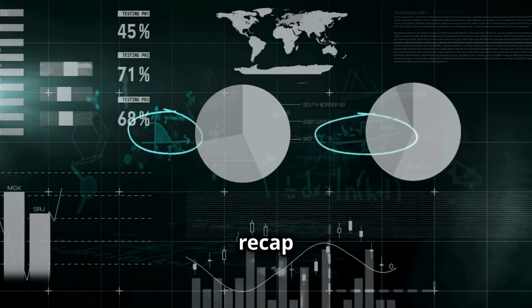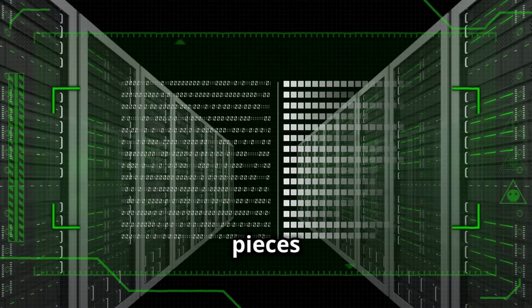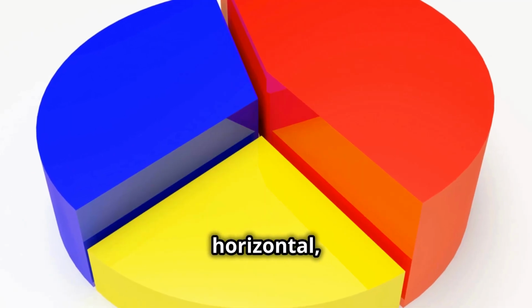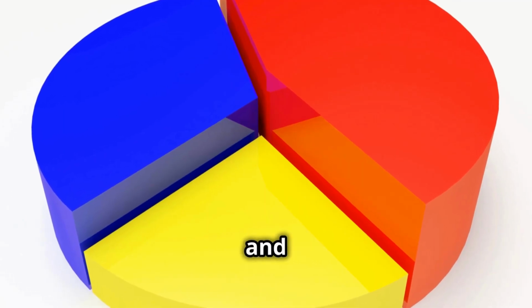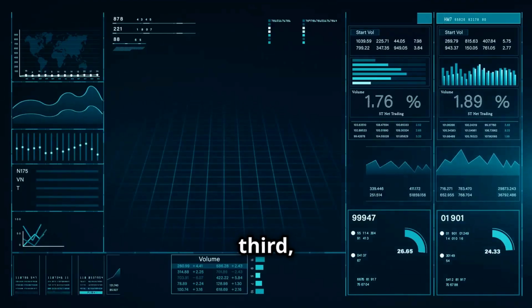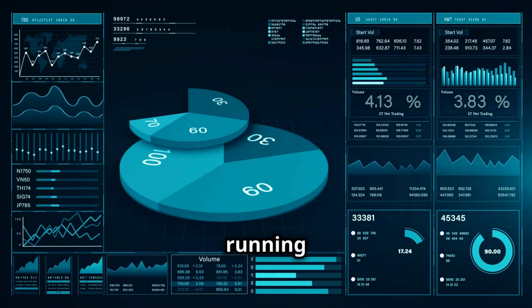To recap, first, sharding divides data into manageable pieces for scalability and performance. Second, horizontal, vertical, and hash-based partitioning are your go-to techniques. And third, plan, monitor, and rebalance to keep your system running smoothly.